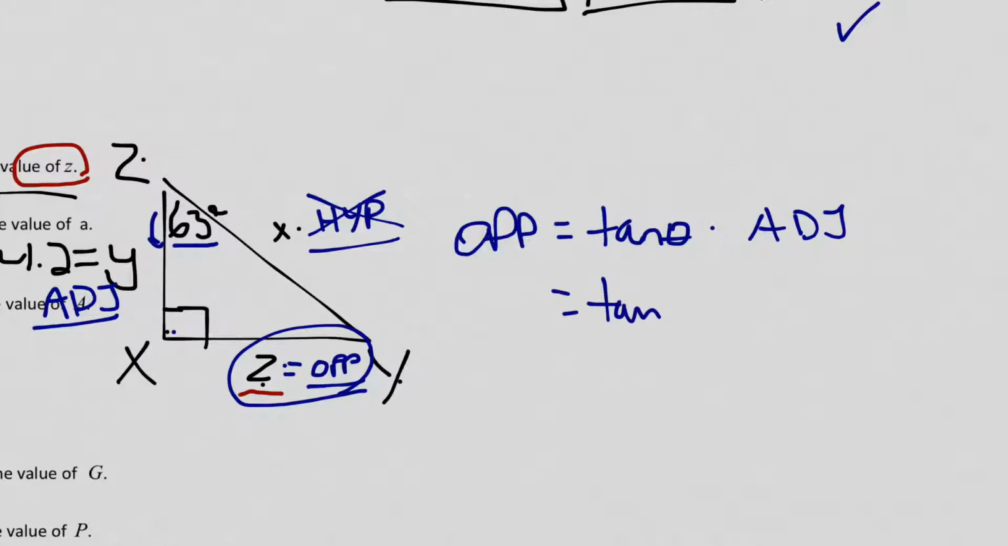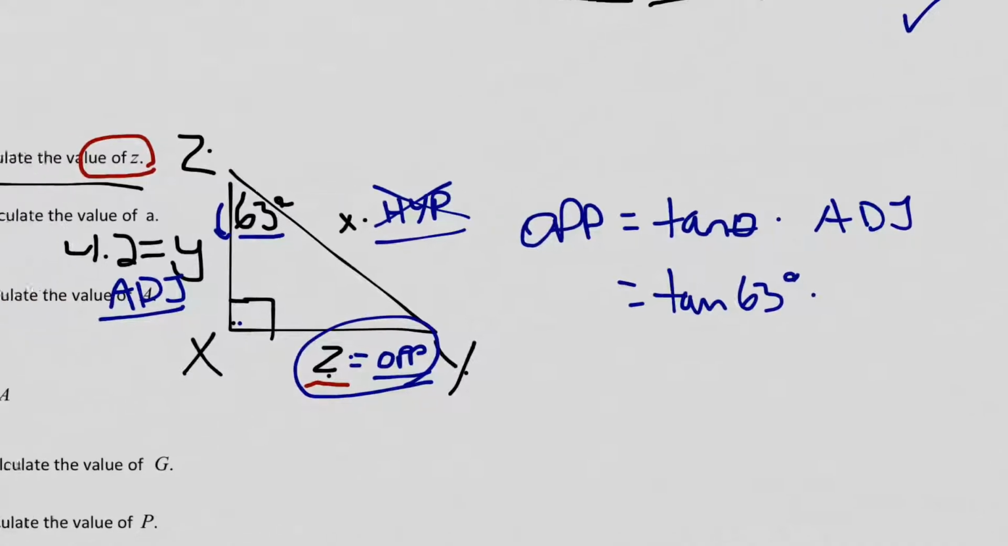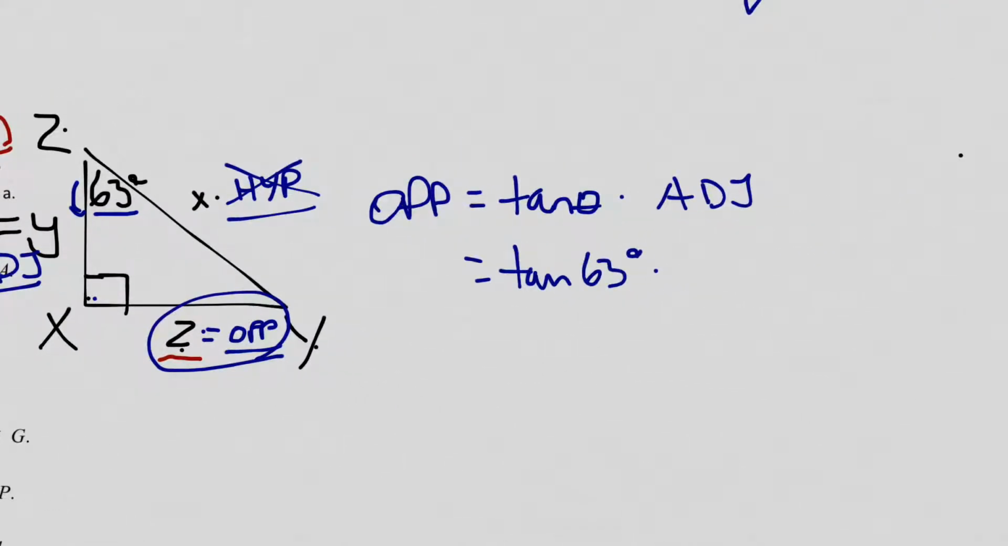Tan of the reference angle. So the reference angle was 63 degrees. That's the one that was given to us. We're multiplying that by, I believe, 4.2. Yes, it is 4.2. And let's make that calculation.